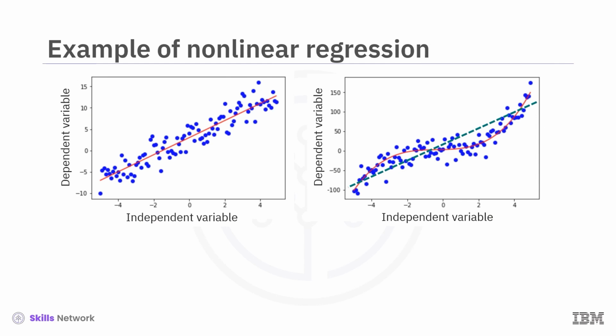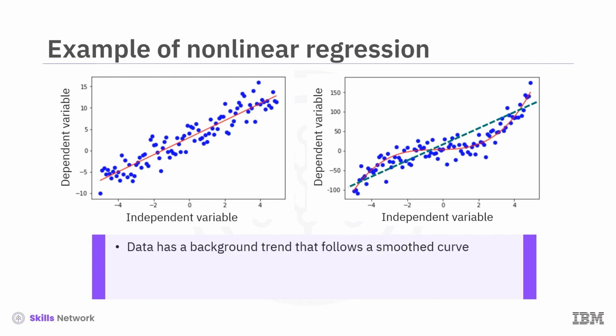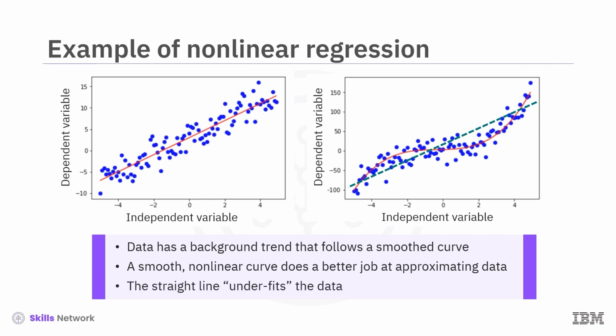Let's consider the two charts here. The red line through the data in the left chart is a reasonable fit. However, with real-world data, the relationship between your input and target variables is rarely linear. More commonly, your data has a background trend that follows a smoothed curve rather than a straight line, like in the right chart. Clearly, a smooth nonlinear curve does a better job at approximating data than the straight line. The straight line underfits the data.